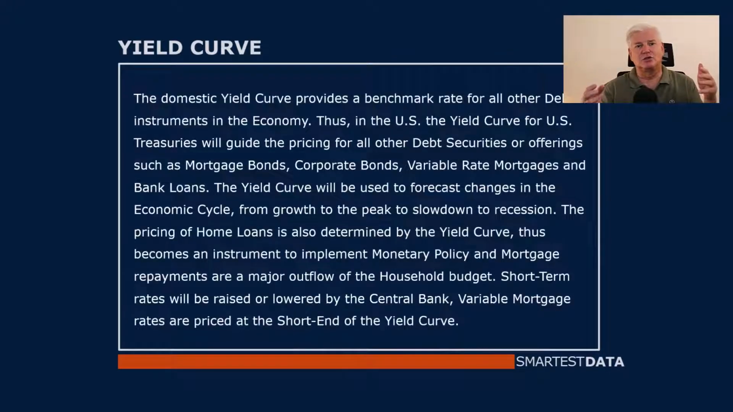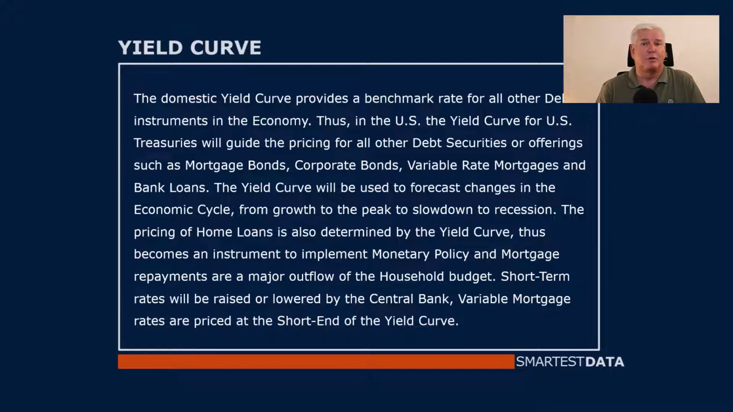A domestic yield curve provides a benchmark rate for all other debt instruments in the economy. Thus, in the US, the yield curve for the US Treasuries will guide the pricing for all other debt securities or offerings such as mortgage bonds, corporate bonds, variable rate mortgages and bank loans.